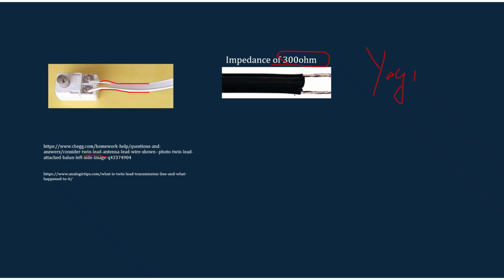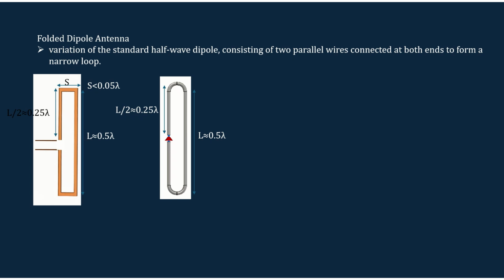So to use an antenna having an impedance approximately equal to 300 ohm, this type of folded dipole antenna was invented. In the case of the folded dipole antenna, the impedance is approximately equal to 300 ohm. That is the main characteristic of the folded dipole antenna. Let's see more details.